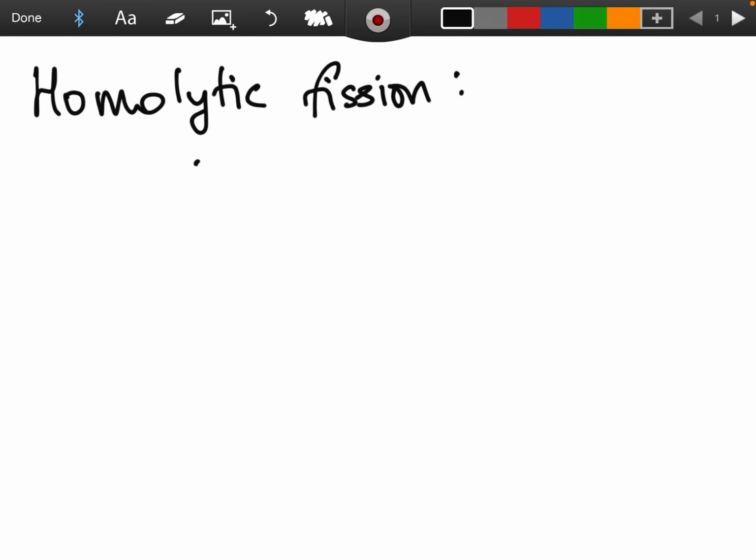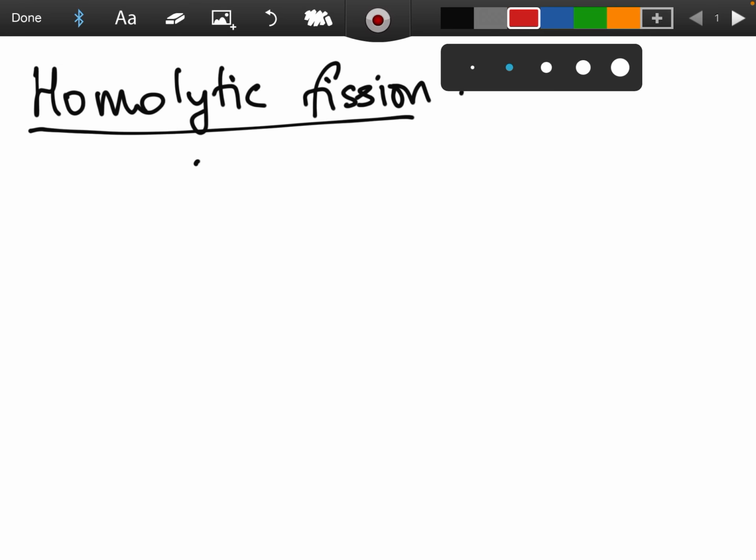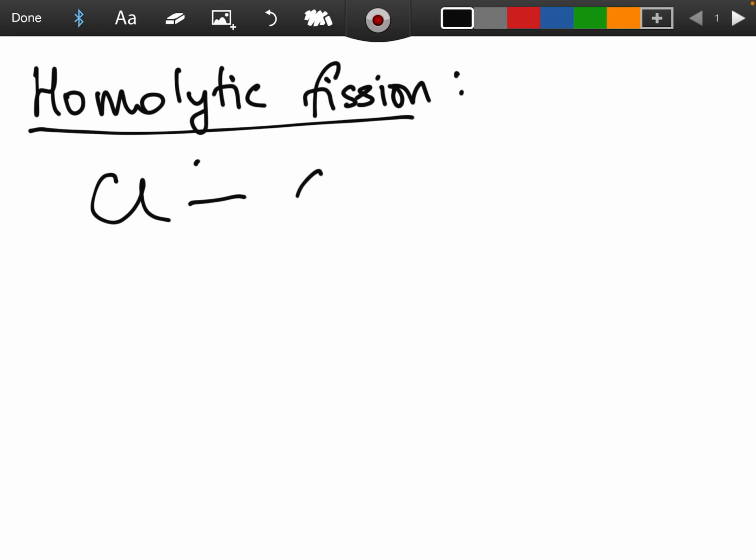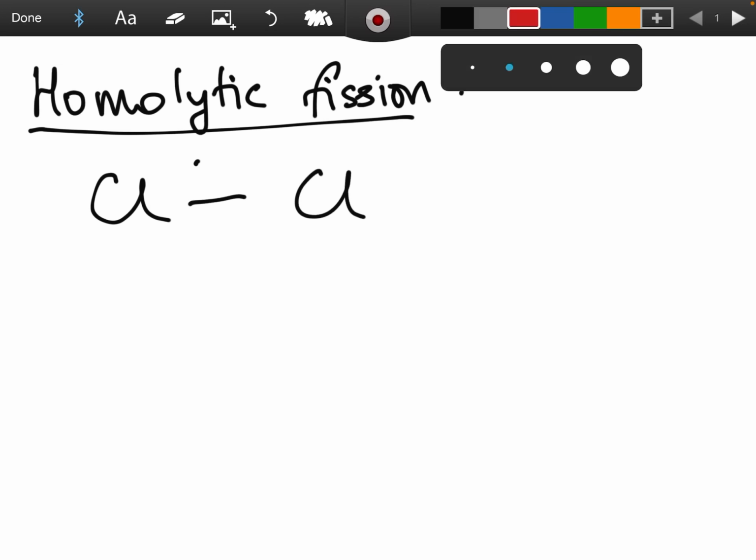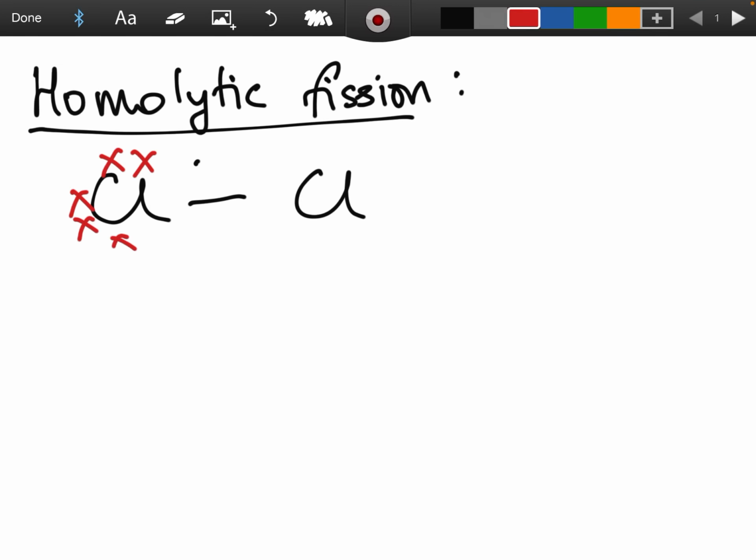So I just wanted to go through homolytic fission of a chlorine molecule. If I draw out a chlorine molecule there, you know that chlorine is in group 7. So each chlorine atom has 1, 2, 3, 4, 5, 6, 7. And then the other chlorine, I'm just going to draw with dots: 1, 2, 3, 4, 5, 6, 7 electrons in the outer shell.